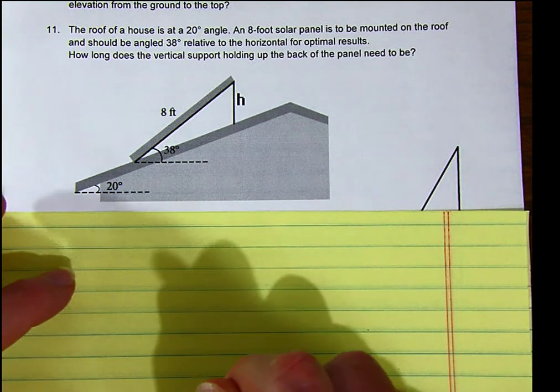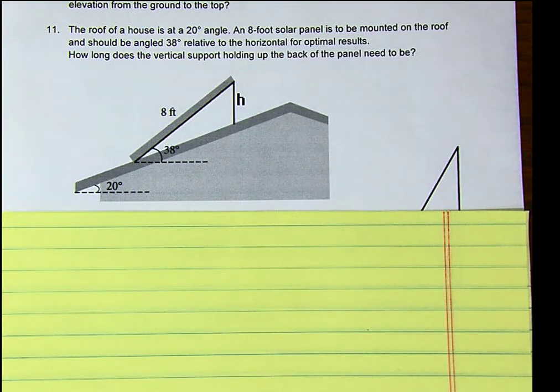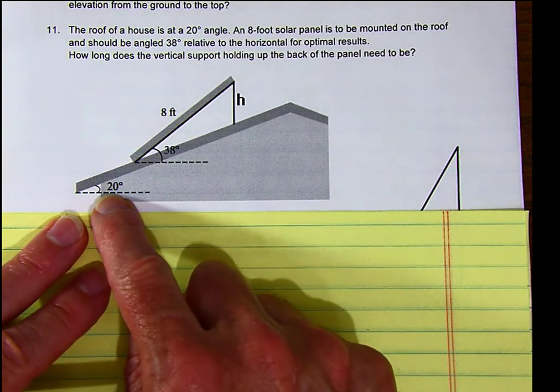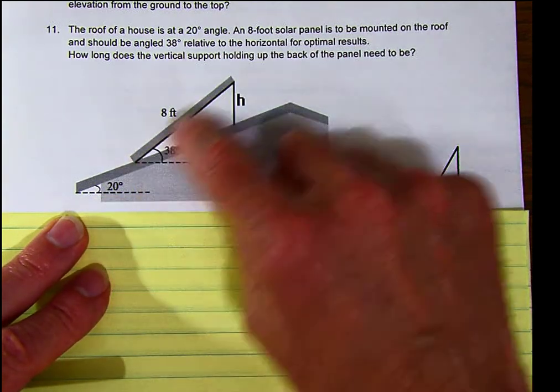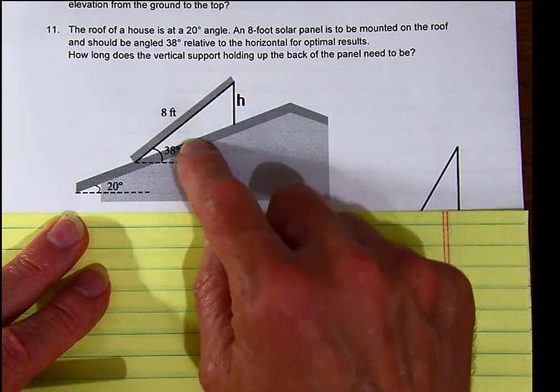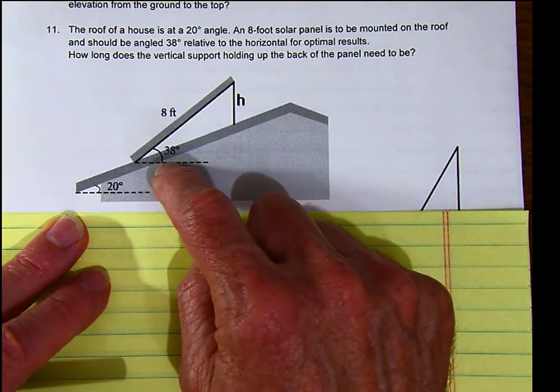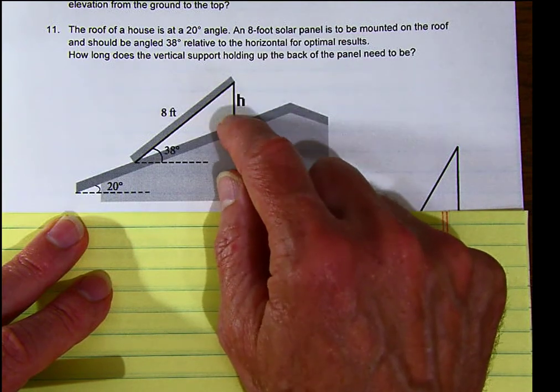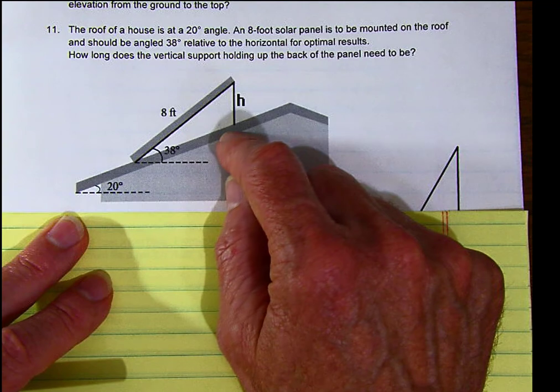All right, here is a problem. It's actually from the practice problems for the final, the one that's focused on the trig equations. So we're looking at a triangle problem that we want to solve. Number 11 says the roof of a house has a 20-degree angle, and we've got an 8-foot solar panel mounted on the roof at a 38-degree angle. We're going to have to put a support bar here to hold the solar panel up on this end, and we need to know its height.